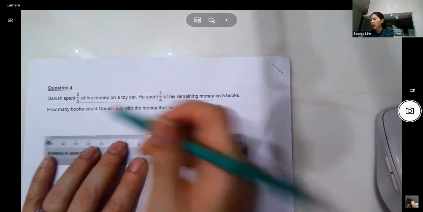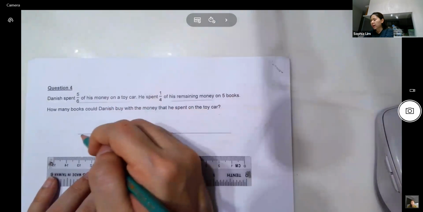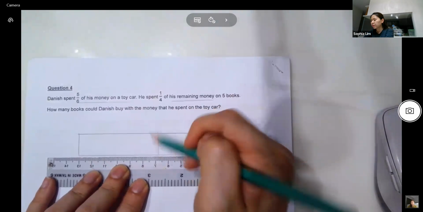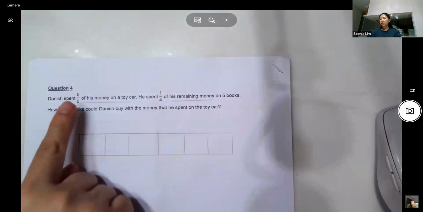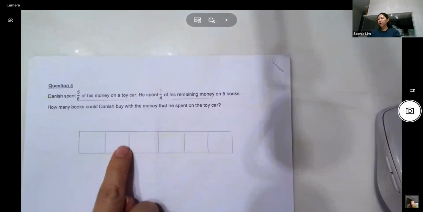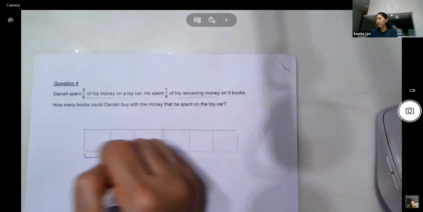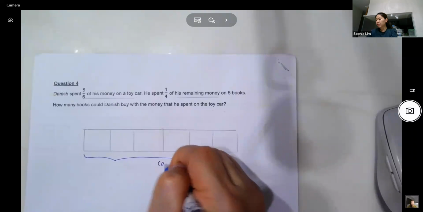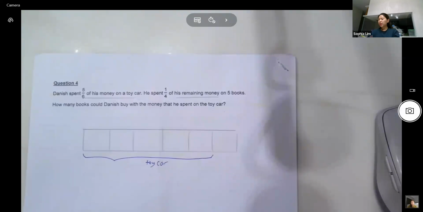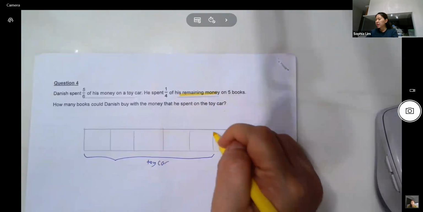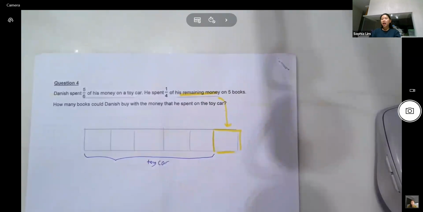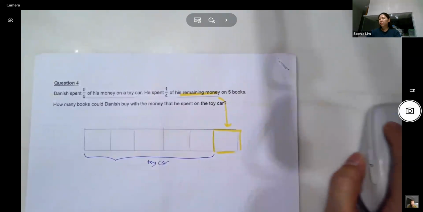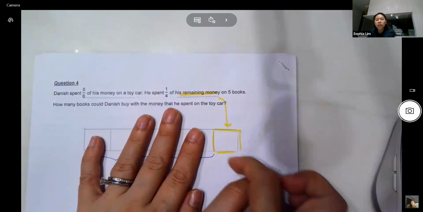So same thing, I'm going to draw a big bar and cut into 6 portions because the fraction here is 6. And I'm going to count 5 and label it as toy car. And 1/4 of the remaining, this is the remaining. I draw your attention to this remaining. I only see one part here. How to get 1/4 of it?